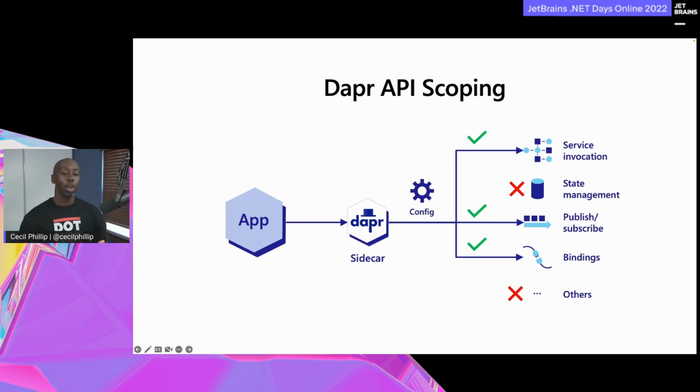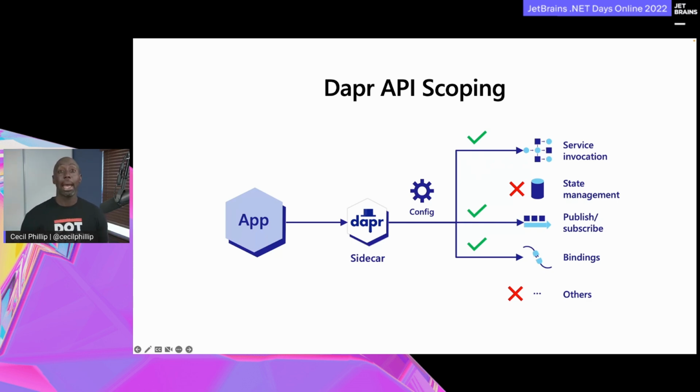Now it says, hey, for these applications that I specified in my configuration file, I want to allow or deny you access to these endpoints. So if I want to say, hey, I don't want my app to access state management, but it could do service invocation and pub sub, I could specify that, right?